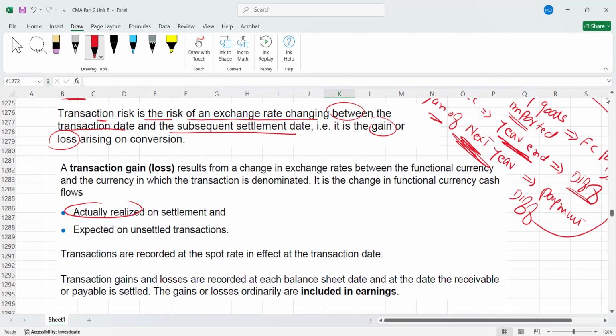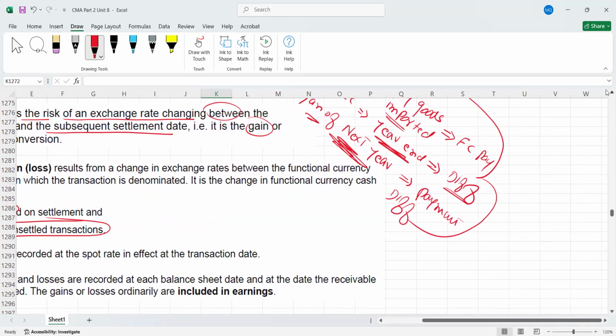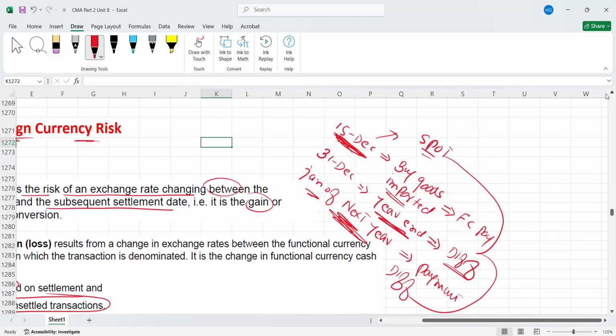There could be a gain or loss expected on an unsettled transaction. So let me tell you here. First, I'm going to explain what is meant by gain or loss on unsettled transactions. If you look here, we entered into the transaction on 15th of December, right? And by the end of the year, this transaction is not yet settled, right?